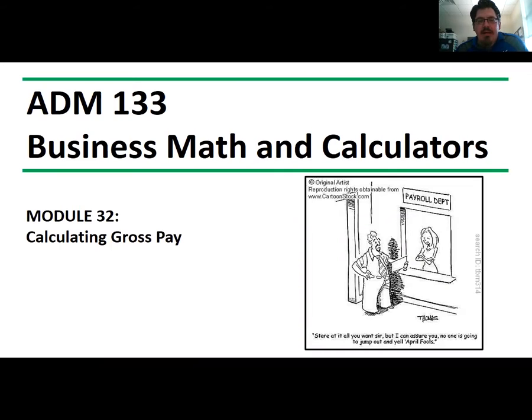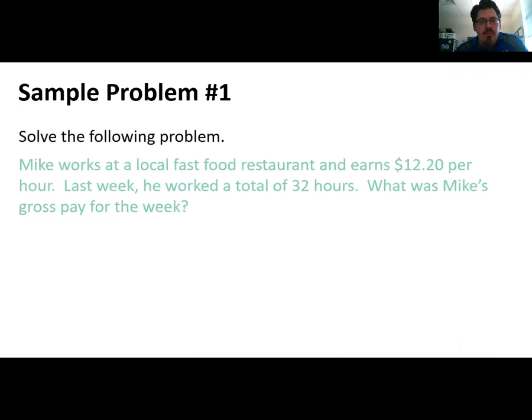Alrighty, so we're calculating gross pay. So let's go ahead and just jump right to the first sample problem. In our first problem, we have a situation where Mike works at a local fast food restaurant and earns $12.20 per hour. Last week he worked a total of 32 hours. We want to figure out what his gross pay is for the week. So this problem is an example of someone who works in a job where you get paid an hourly wage.